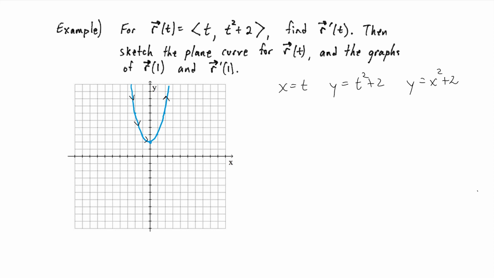Now I'm going to leave this part of the parabola kind of empty. I'm not going to put any orientation on there. You'll see why here in a sec. So this blue curve is the vector valued function itself.